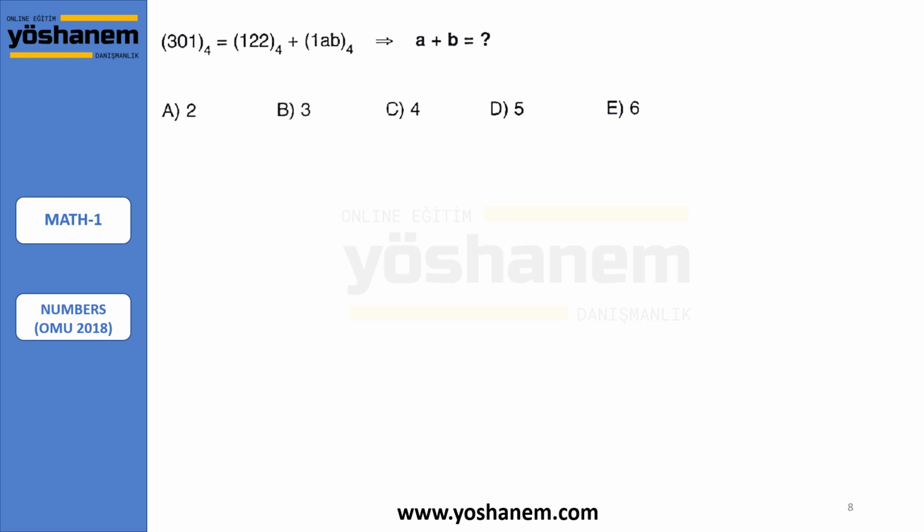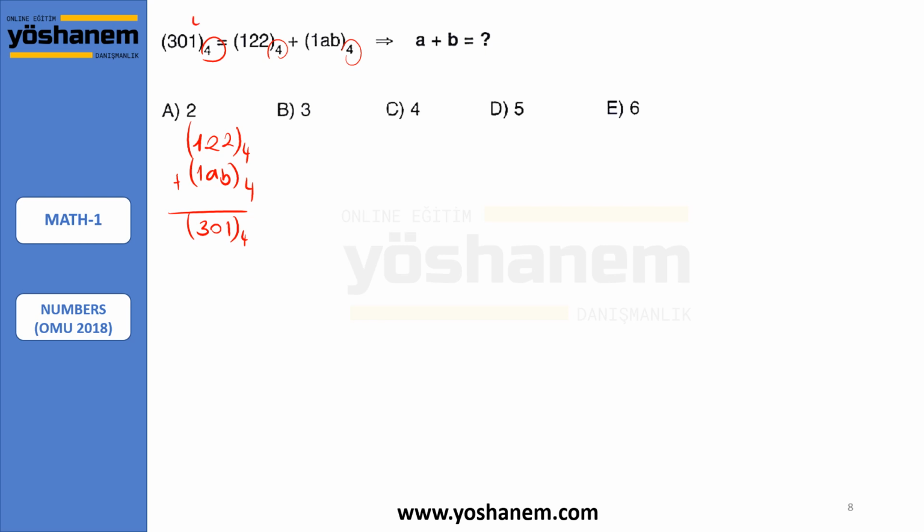In this question, since all the bases are the same, they are in base 4. So if you want, you can write them out one under the other in addition form and find a and b in base 4. I mean 122 in base 4, 1ab in base 4, plus 301 in base 4. If you want, you can do that. But changing the base into 10 is easier and works for almost every question.